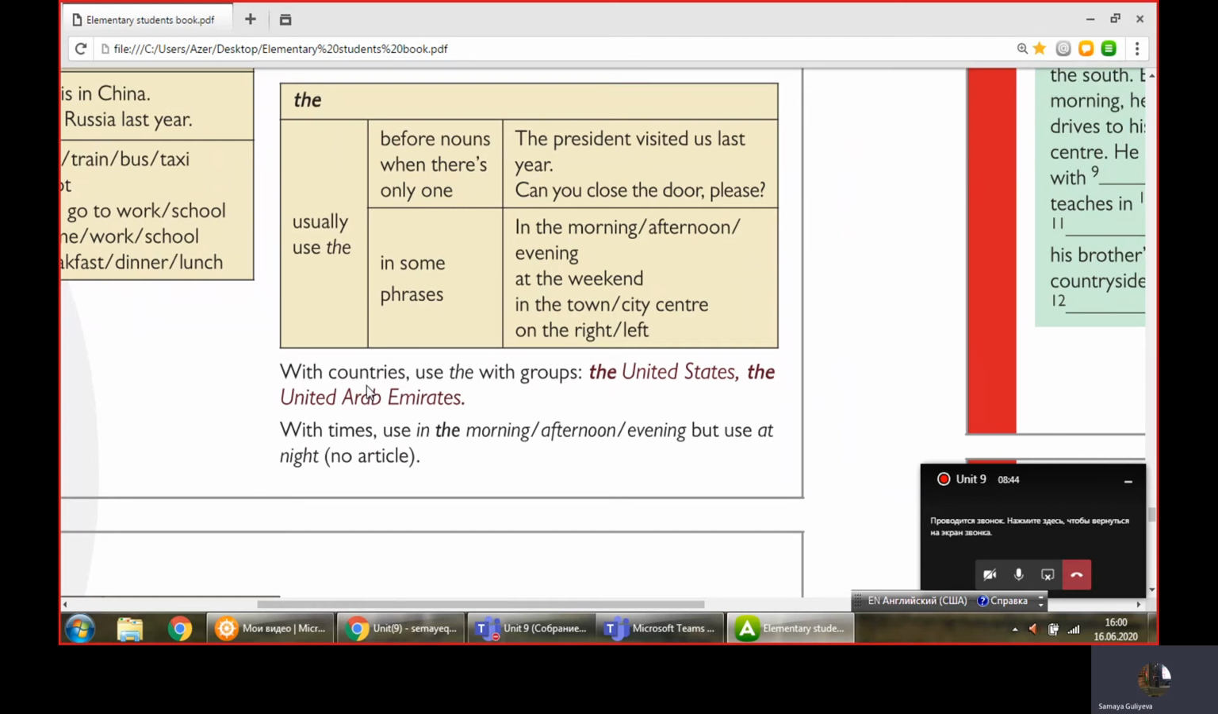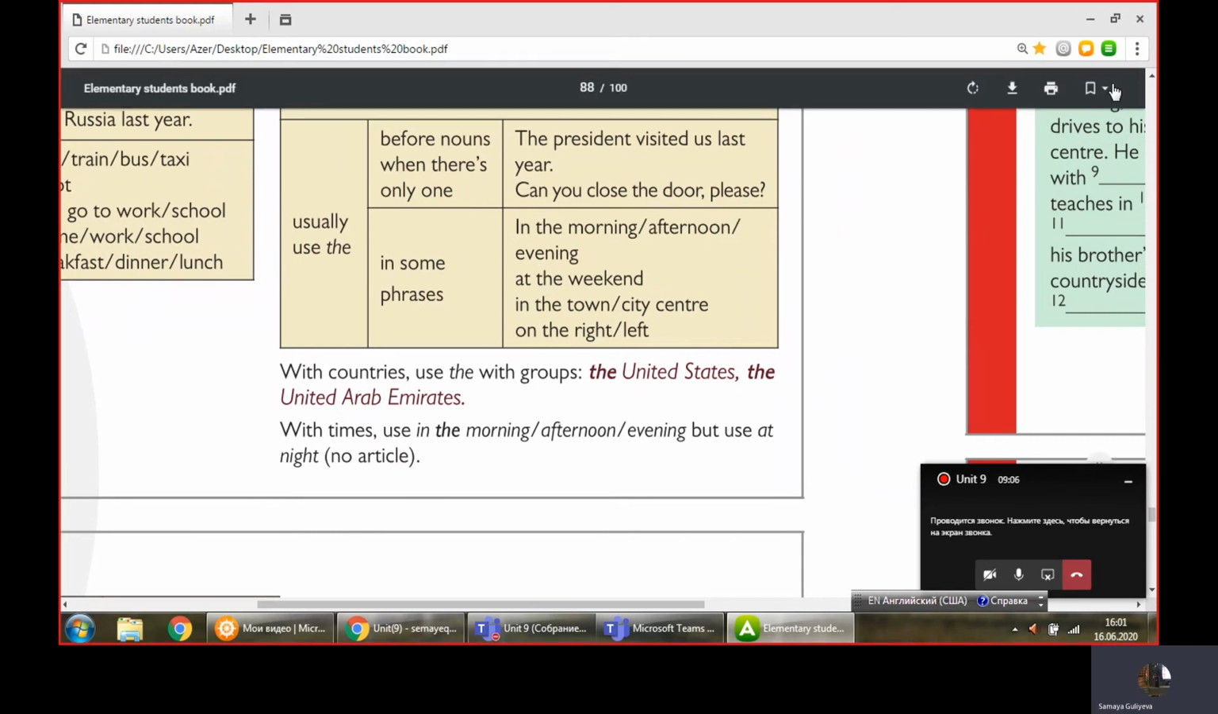But exceptions are always possible. These countries use the with groups: the United States, the United Arab Emirates, and with times use in the morning, afternoon, evening, but use at night. At night is an exception.